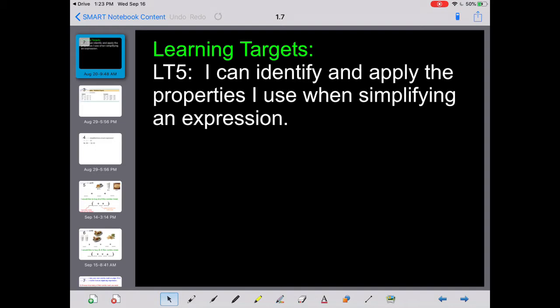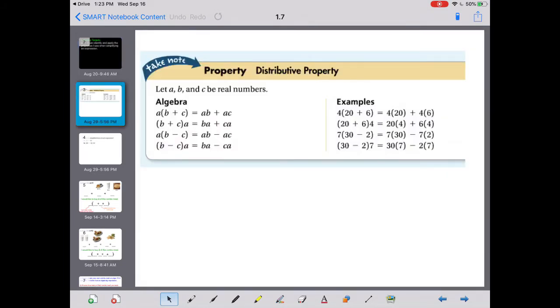Lesson 1.7 is about the distributive property, which is the last property that we have to learn. And this one happens to be my favorite. By the end of today, you should be able to identify and apply all of the properties that we use when simplifying an expression.